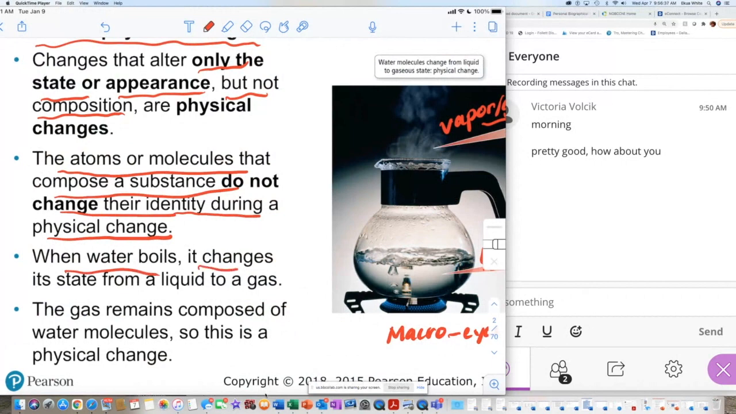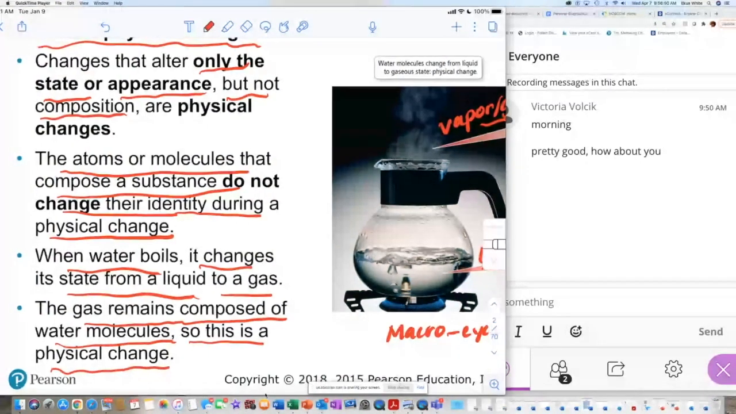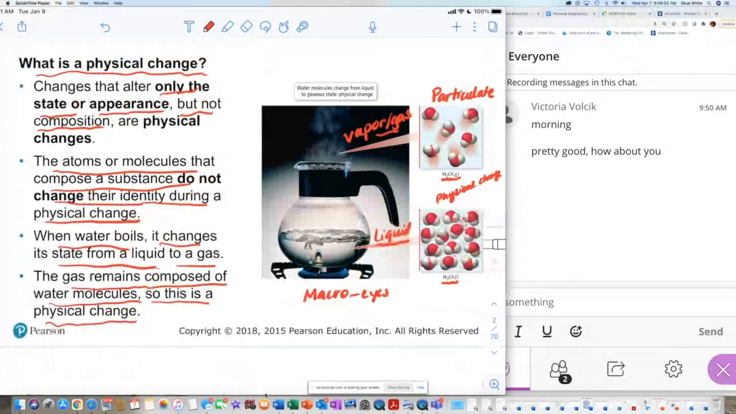When water boils, it changes from a liquid state to a gas state. The gas remains composed of water molecules, so this is just a physical change. I'm adding the word just to emphasize that just because you're seeing a difference doesn't make it a chemical reaction.